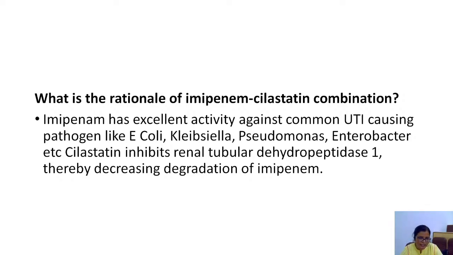When combined, cilastatin will inhibit the enzyme dehydropeptidase 1, which is in the brush border of the renal tubules. This enzyme actually metabolizes or degrades imipenem, and cilastatin inhibits this renal tubular dehydropeptidase 1. Therefore, when we add cilastatin to imipenem, the degradation of imipenem is decreased. So it prolongs the action of imipenem, and the excellent activity of imipenem against UTI causing pathogens is observed for a longer duration of time.